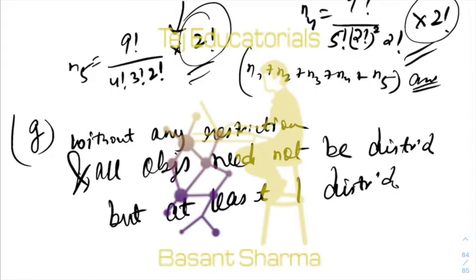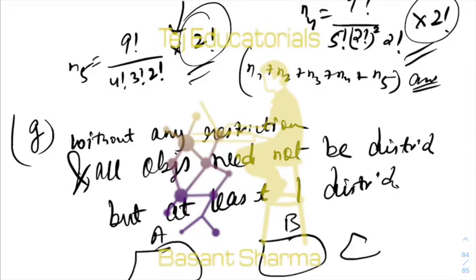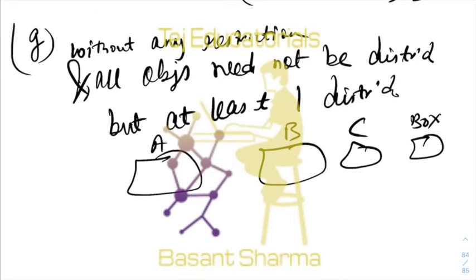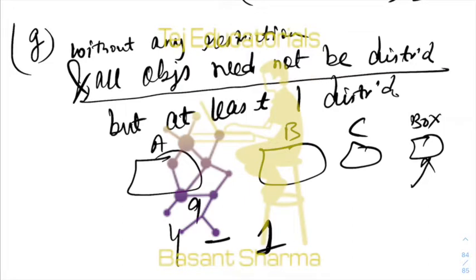Again, this is very simple. You have person A, person B, person C, and make a box here. So there are 9 objects and 4 persons. So 4 to the power 9 ways without restriction, minus 1, the case when everything goes into the box. So pay attention to what is given: all objects need not be distributed. That is important. This is your answer.